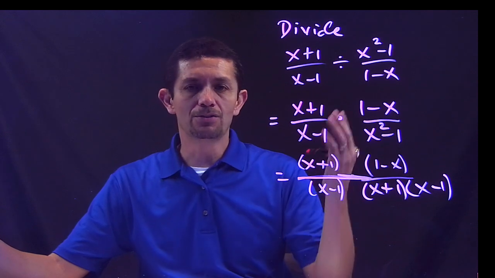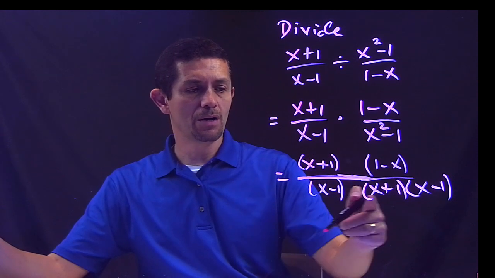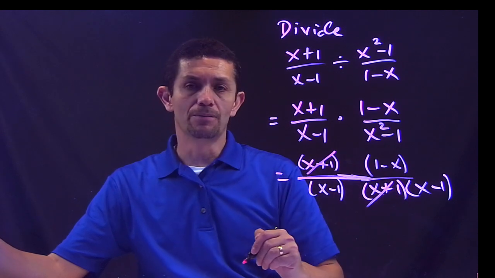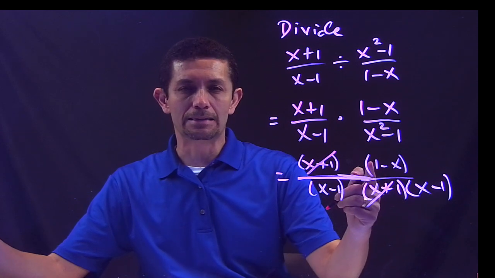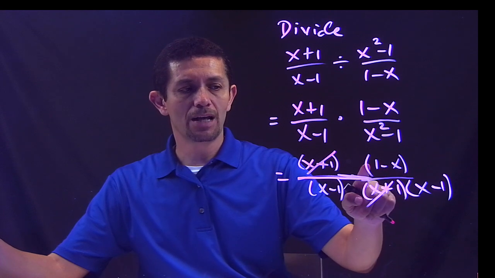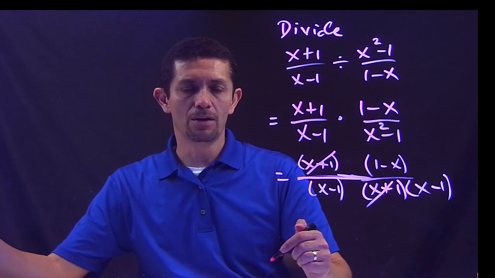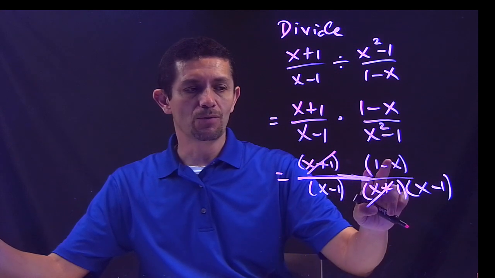Once I have this, I can start reducing, from the top and the bottom. I have an x plus 1 that cancels out. I have x minus 1 on the bottom, but I have 1 minus x. Looks weird, yes, but now I have an x and a minus in between, but they're not in the same order. Because they're not in the same order, maybe what I want to do is flip this.